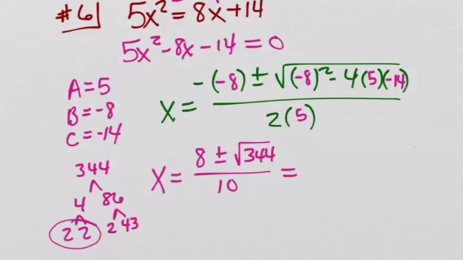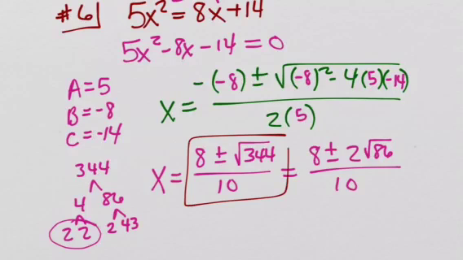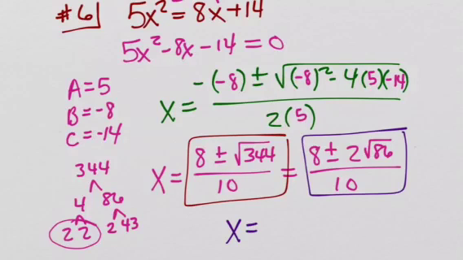So it looks like I have a group of 2's that I can pull out. Plus, minus, here's a 2, and then it looks like I have to leave an 86 underneath. All over 10. And you guys are going to be tempted to stop at this step, but you actually can go one more step, because the 8, the 2, and the 10 all have a 2 in common. So it's 4 times 2, 2 times 1, 5 times 2, and so I'm going to take a 2 out and say it's 4 plus or minus the square root of 86 all over 5.